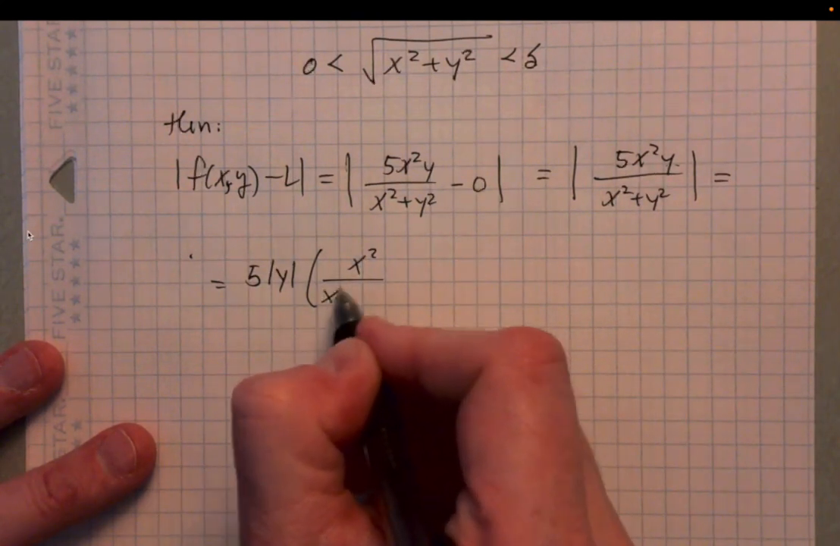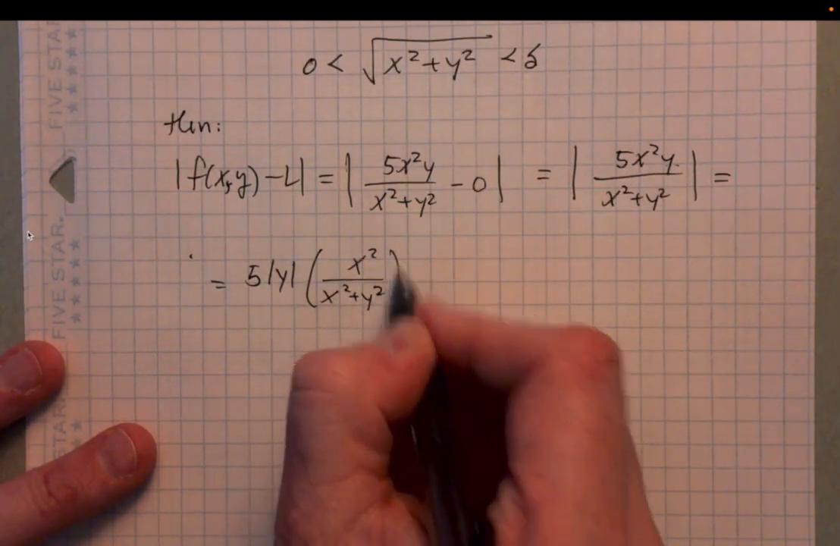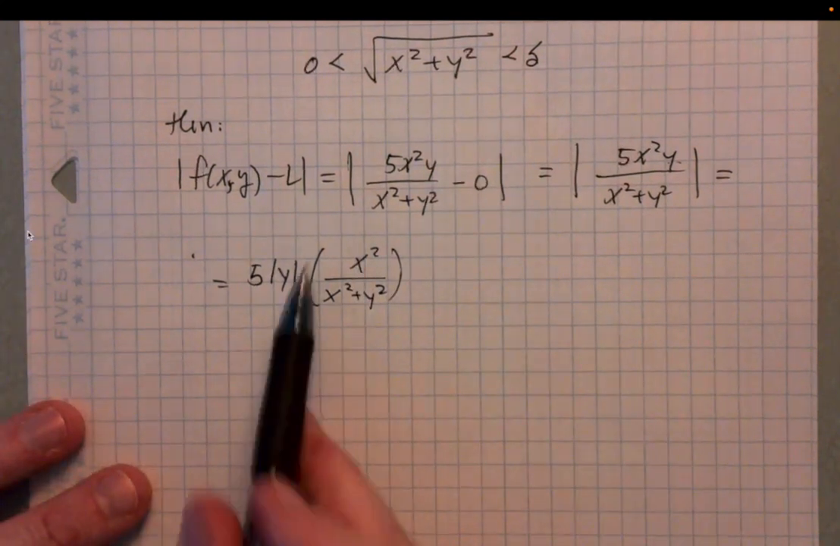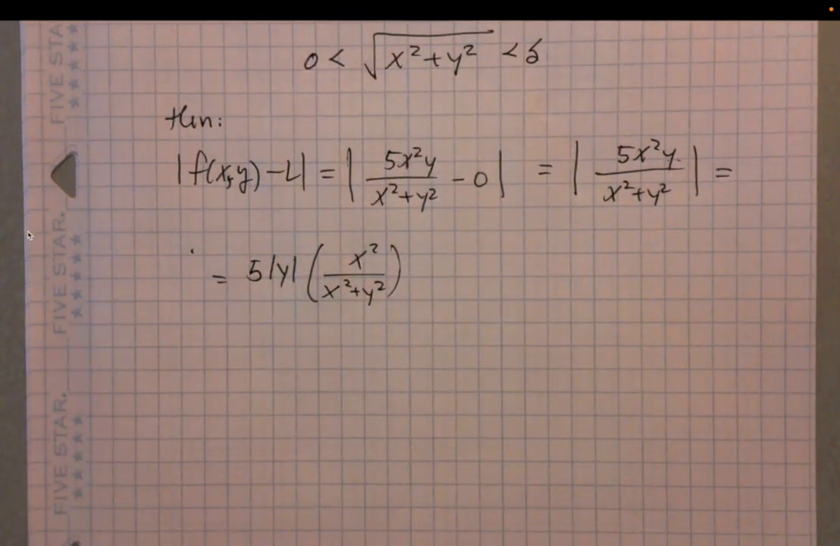Why can I do that? Well, because these pieces of the expression are all squared, so they're clearly positive, and the sum of two positives is clearly positive. Okay, so I can get down to this.